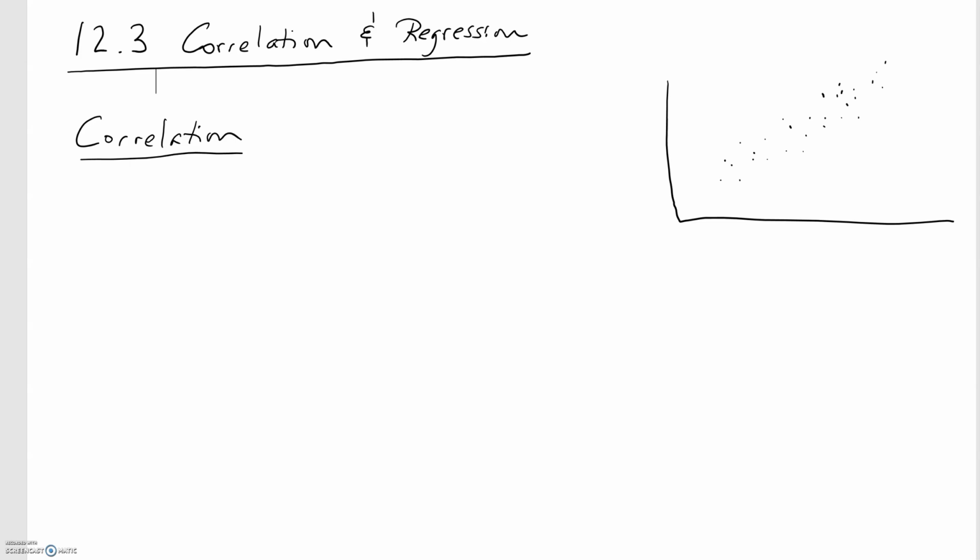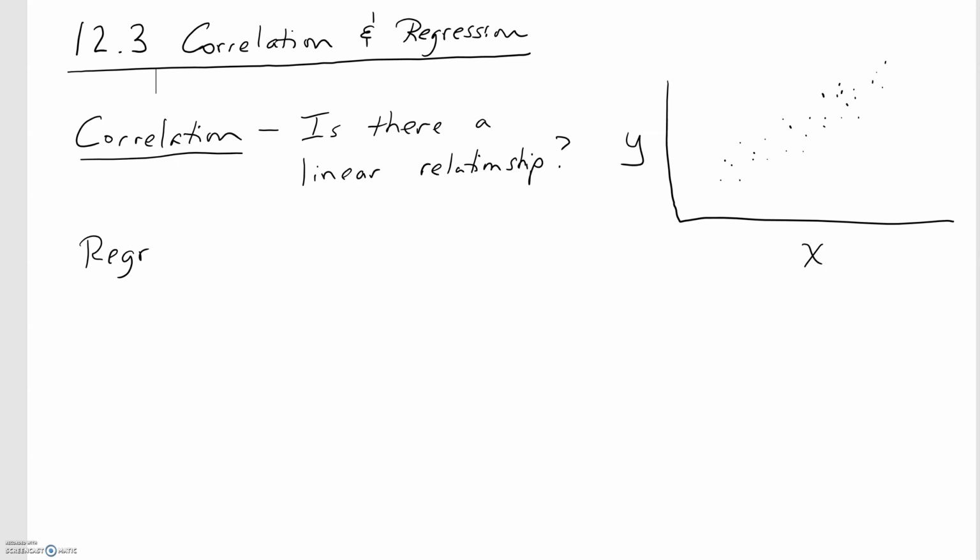Correlation is something that tells us, is there a linear relationship? So we would have two variables, our input, maybe x, and our output, or response variable, y. And we would look to see if there's a linear relationship with these two variables. Once we know that there is a correlation, then we can talk about regression. Regression describes this relationship.